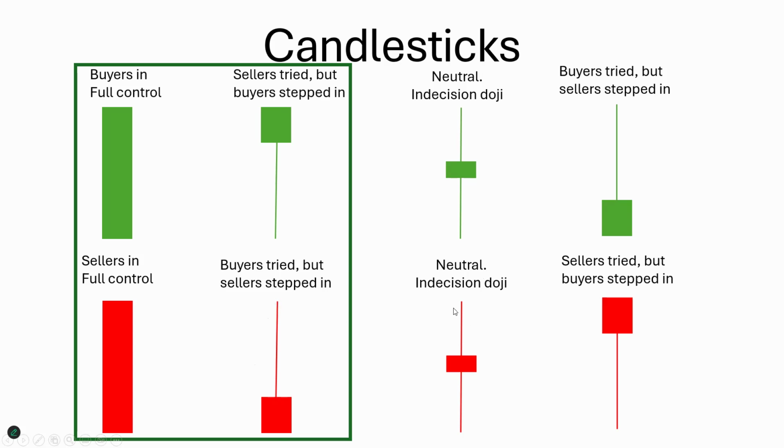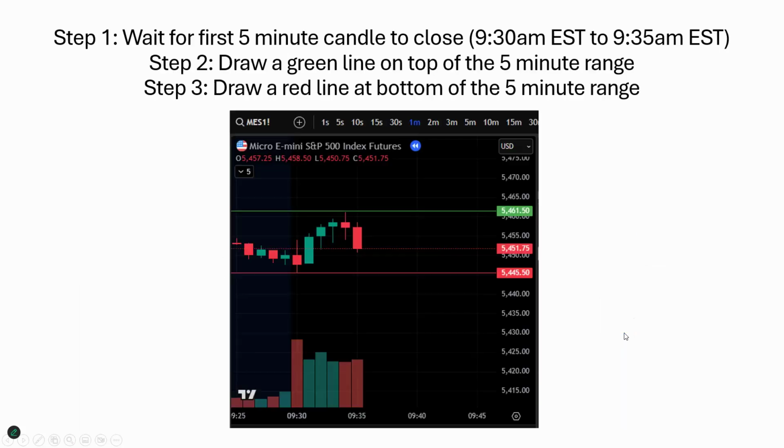The neutral indecision doji is the same as the top one, but with the red candle. And then in this case, it's also a weak bearish candle where the sellers tried to push it all the way down, but then the buyers aggressively stepped in and made a close more than 50% retracement with a shadow.